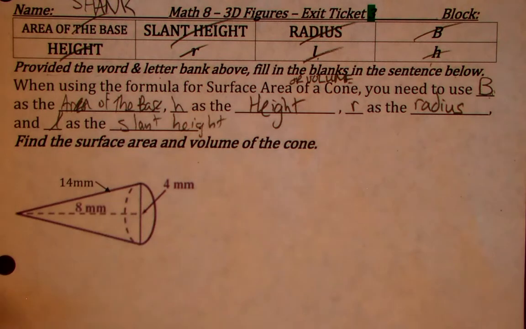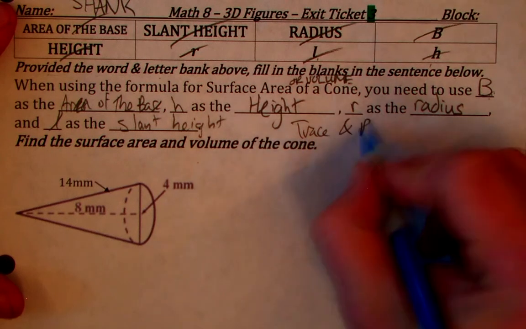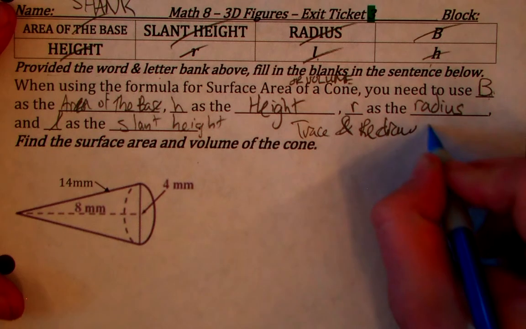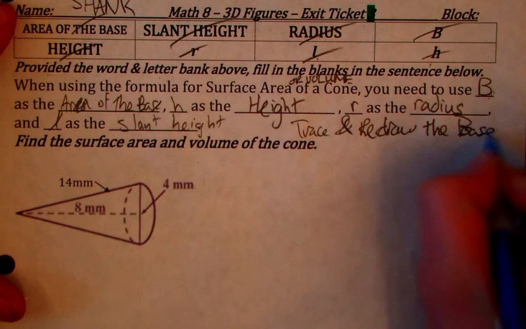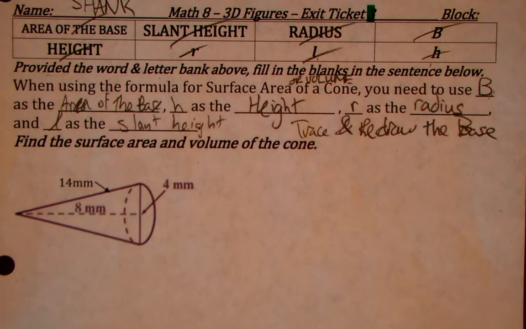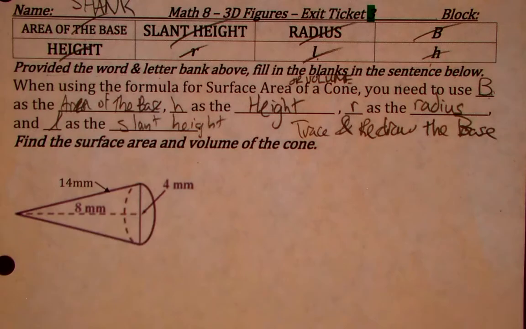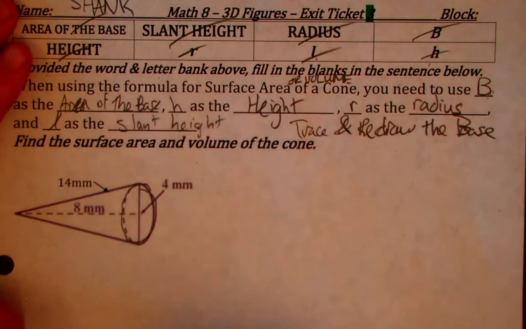So, you have these labels in here. You want to make sure that you can trace and redraw that base. The reason why we do this is we want to make sure, okay, hey, what kind of shape do I have? What is my area of that base? And so that way I am very careful with it. So, going back, let's trace that base and let's redraw.